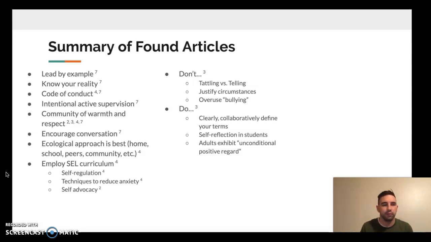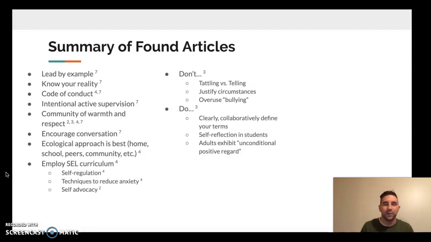One of my articles had a really interesting statement where they said a holistic ecological approach is what's best. And so that means really getting at the heart of the home, school, peers, community. Getting at every level is really the way that you make the biggest impact. And I thought that was just really profound and certainly true. Again, employing that social emotional learning curriculum is just a really important piece to all of this.